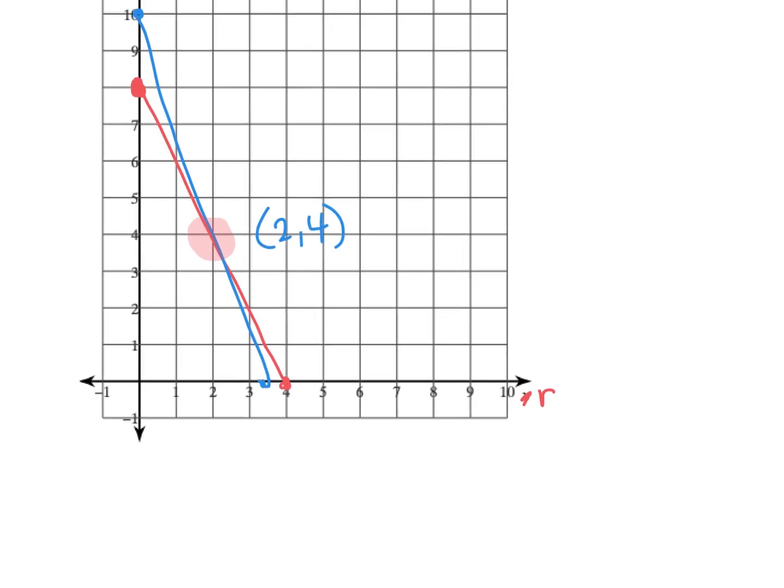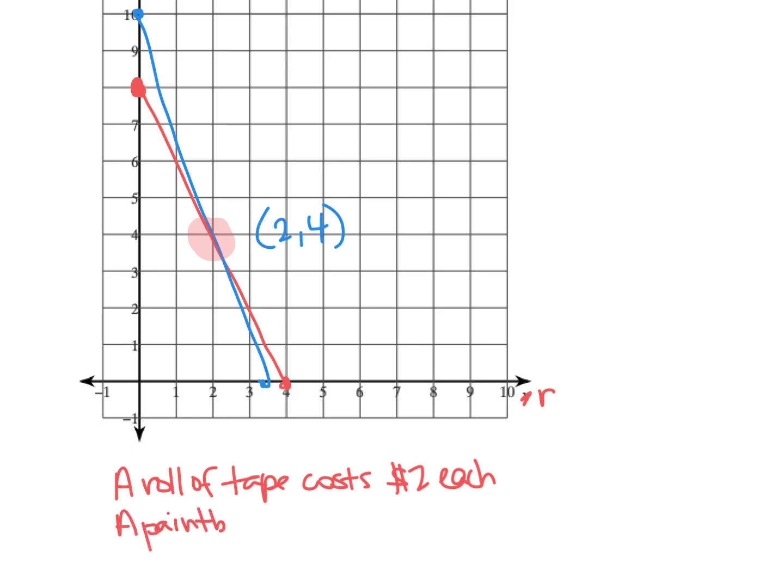So we're going to say a roll of tape costs $2 each. And then a paintbrush costs $4 each. All right, so that's how we can solve it using graphing, right?